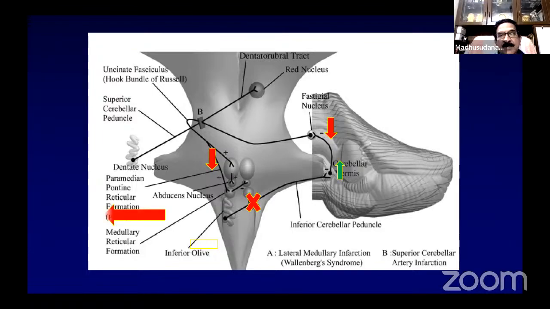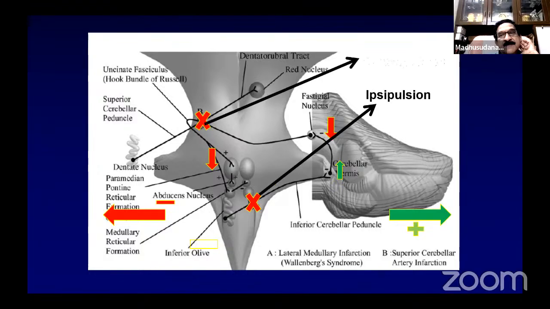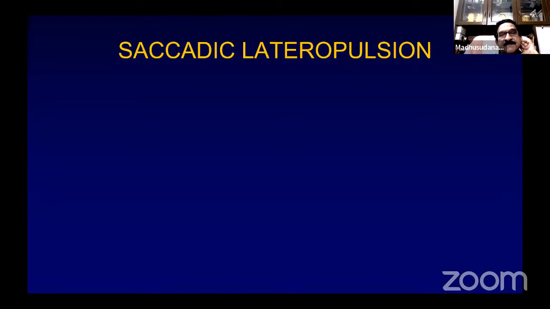The same thing will also occur. This is inhibited, this will be facilitated. The same thing will also occur with a lesion anywhere in the pathway. For example, if the lesion is in the superior cerebellar peduncle on the opposite side, the same thing will occur, but here it is contrapulsion, because it has already crossed. So an inferior cerebellar peduncle lesion produces ipsipulsion. A superior cerebellar peduncle lesion produces contrapulsion. Okay, so that's that much about the saccade pulsion.